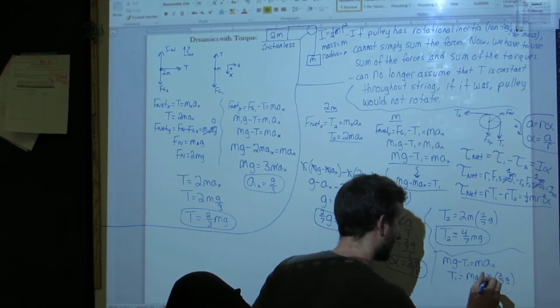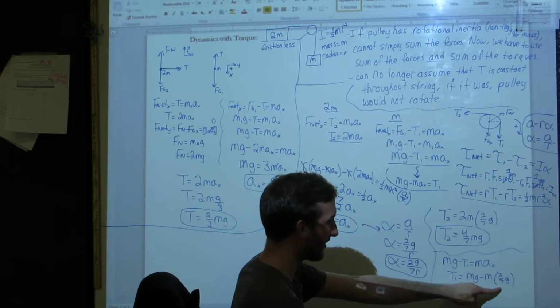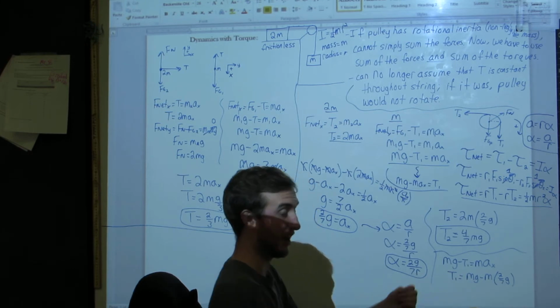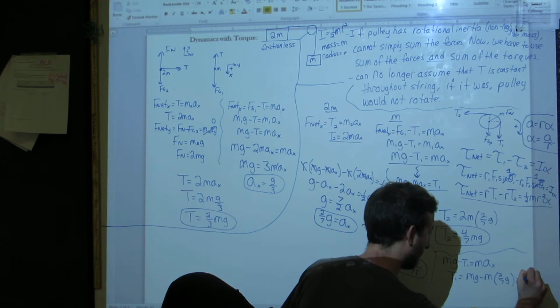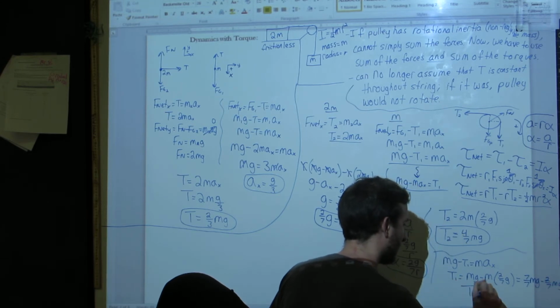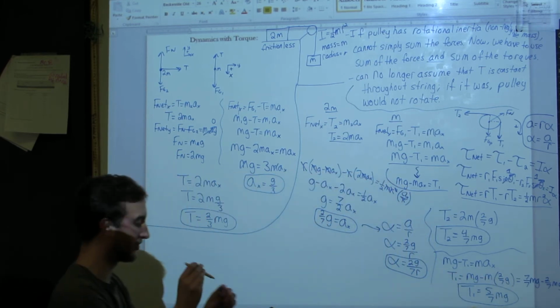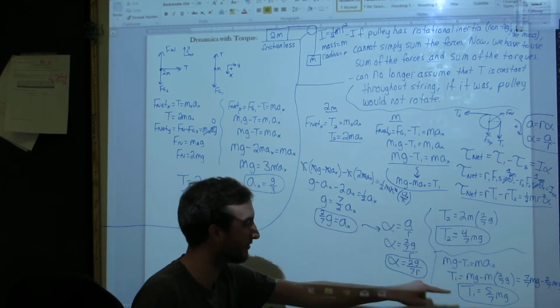So let's see, they both have mg in them. This is 2/7 times mg. This is, I guess you could say 1 mg. Or you could say 7 over 7 mg. I guess I'll write that over here. 7 over 7 mg minus 2/7 mg. T1 is 5/7 mg. Compare this to the original tension. We got two different tensions, 4/7 mg and 5/7 mg.